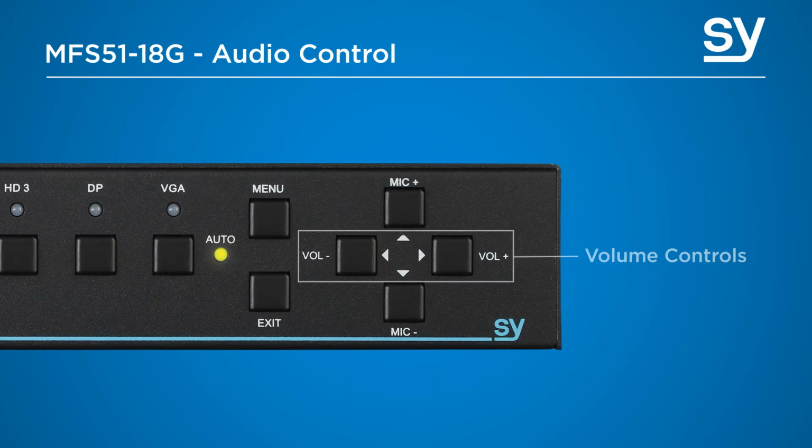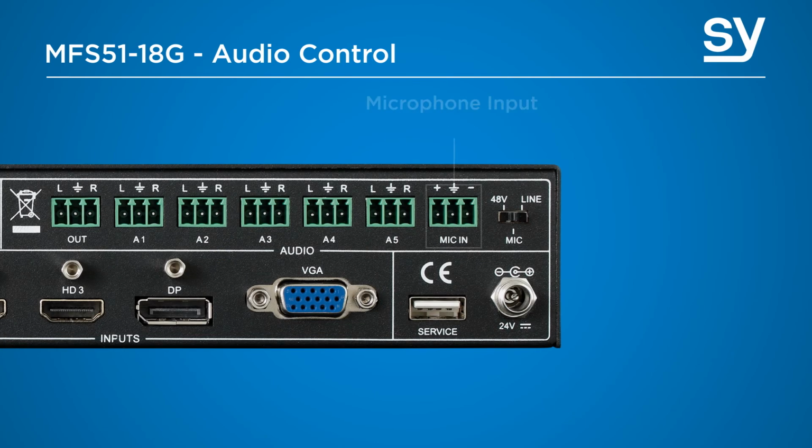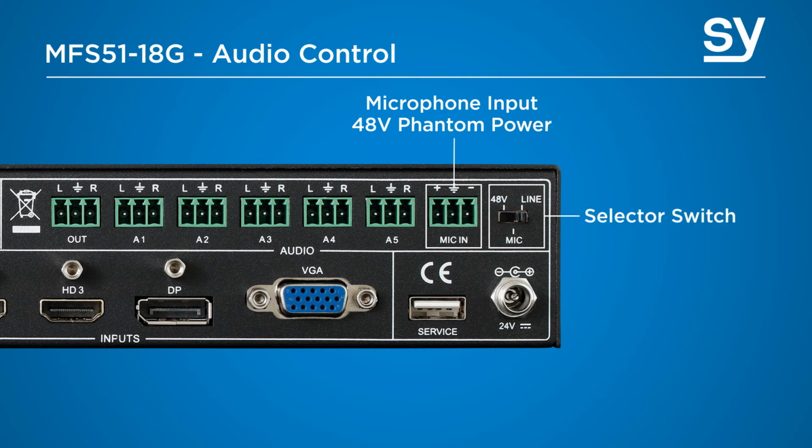It has front panel volume controls for the de-embedded audio line output and the microphone channel mixer. The dedicated microphone input channel also has switchable 48 volt phantom power, or it can be used as another line level input by selecting the selector switch on the back panel.